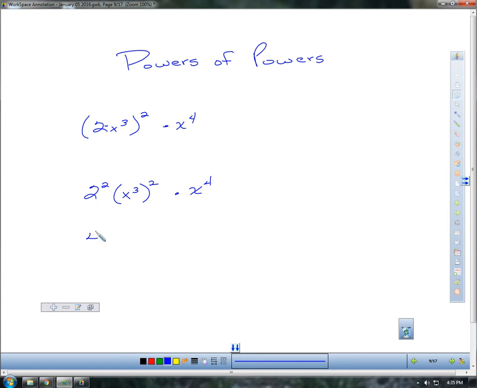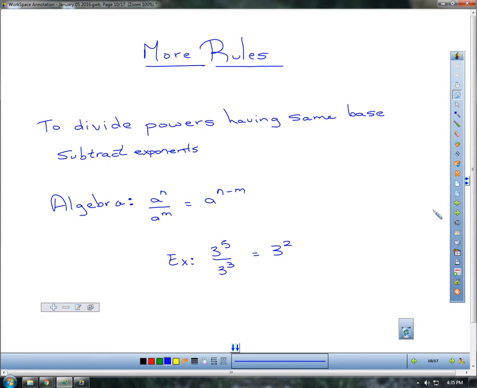2 squared is 4. X cubed to the 2nd power, well, let's see, we're raising a power to a power, so that must mean I'm multiplying. So I'm going to say, okay, well 3 times 2 is 6, and then we're going to multiply that by x to the 4th. Ooh, here's some like bases. I'm multiplying them, so that means that I'm going to add their exponents. So this would be 4x to the 10th power, and that's your answer. To divide powers having the same base, you subtract, and we kind of covered that just a minute ago.